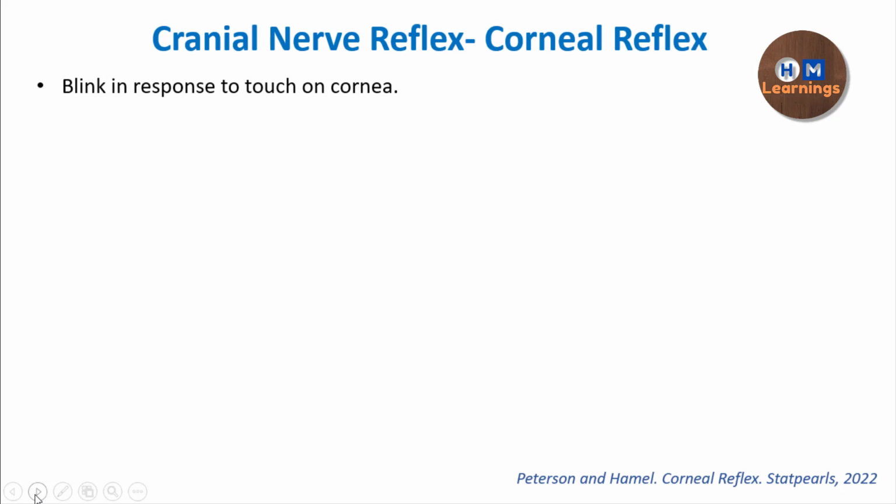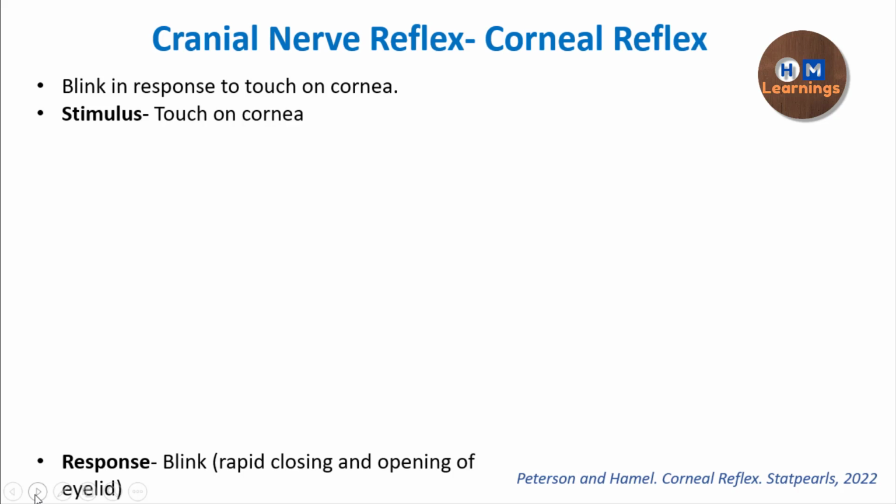And as we know, we have to define the reflex by including all of its components. The stimulus here is the touch on the cornea, the response is a blink, which is rapid closing and opening of the eyelid. We know the reflex arc has a receptor, an afferent, synapses in the center, an efferent and the effector, and finally the response. The receptor here is the mechanoreceptors, the touch receptors on the cornea, or the free nerve endings also.